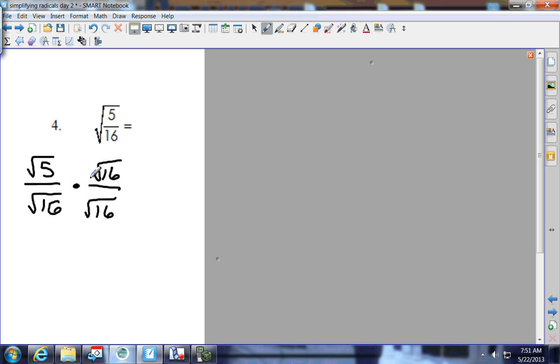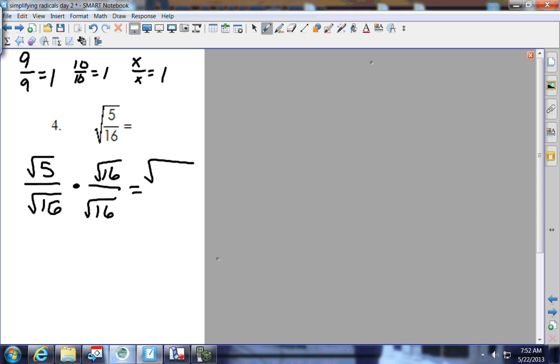See, the reason why you're allowed to do this is because, like, 9 divided by 9, that's 1. 10 divided by 10, 1. X divided by x, 1. I am multiplying by 1, so I am not changing the value of this right here. That's the only reason why you can multiply by this square root of 16 over square root of 16. So what I do now is I'll go here and what is 5 times 16?